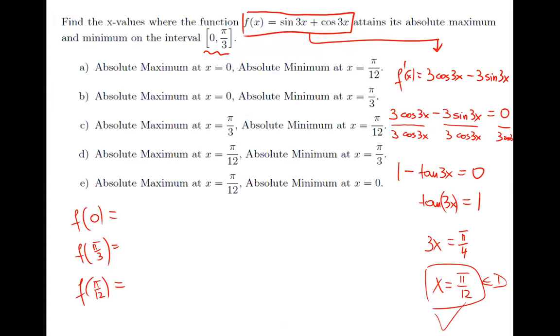Okay, but now we still have to compute these values because we don't know at which is maximum and at which is minimum. That means let's substitute 0. Sine at 0 plus cosine at 0. And then sine, if I substitute pi over 3, times 3 will be pi. Pi over 3 times 3 is pi.